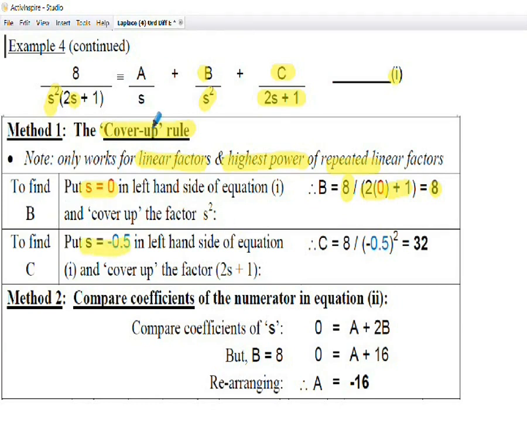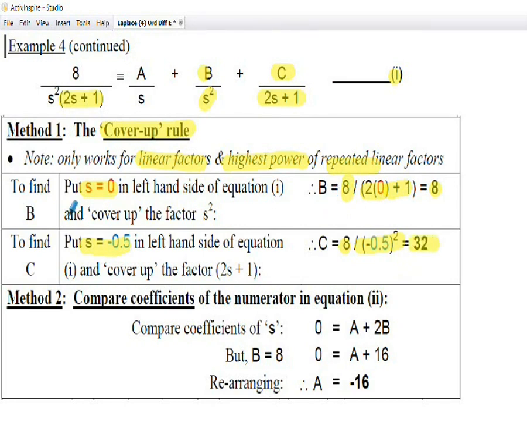We put minus 0.5 into the left hand side, but of course this time we cover up the 2s plus 1 function, so we'll have basically c is equal to the 8 divided by the s squared, the minus 0.25 squared, and that will give us 32 for c. So b and c we found.